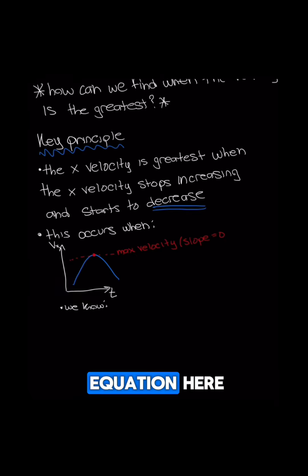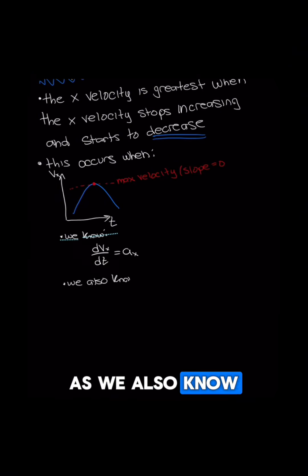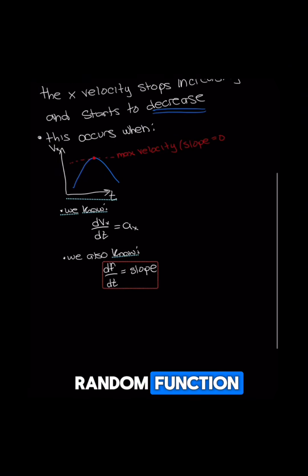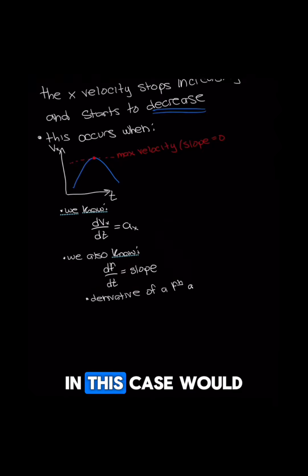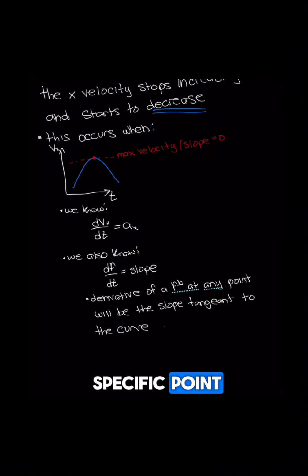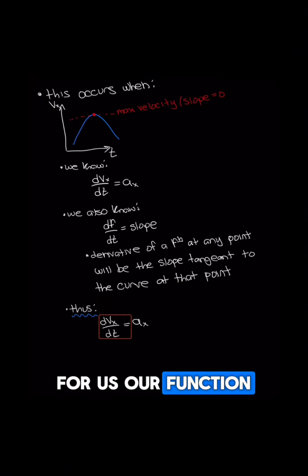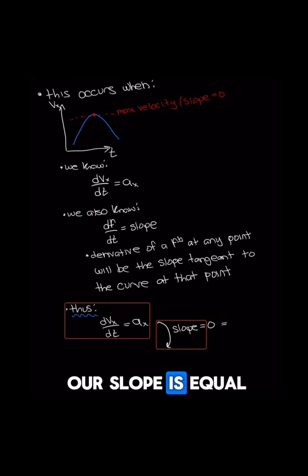We already know this equation here, that the change in velocity over change in time is equal to the acceleration. We also know that when we take the derivative of a function with respect to its independent variable, in this case dt, we just get the slope. Thus, when we take the derivative at a specific point, we get the slope tangent to the curve at that point. For us, our function is the velocity and our slope is equal to 0.